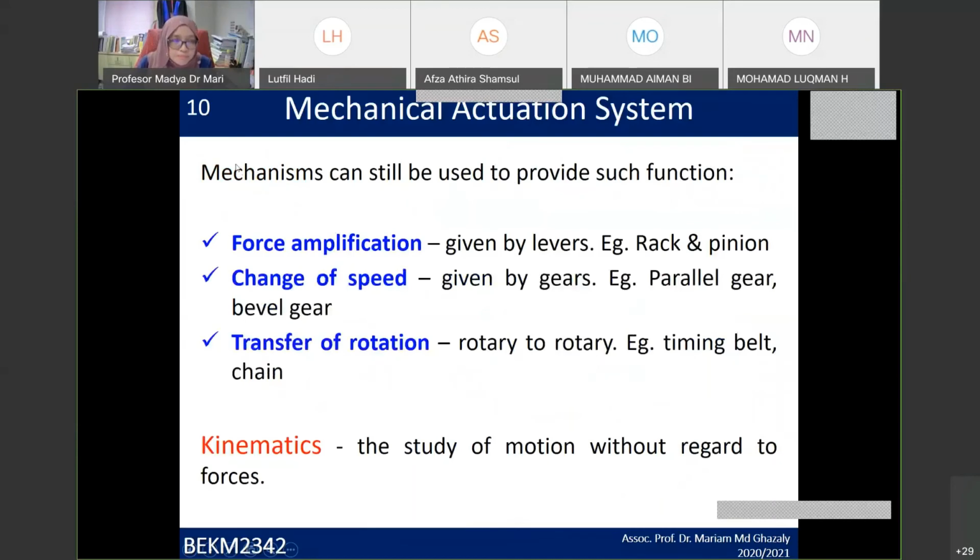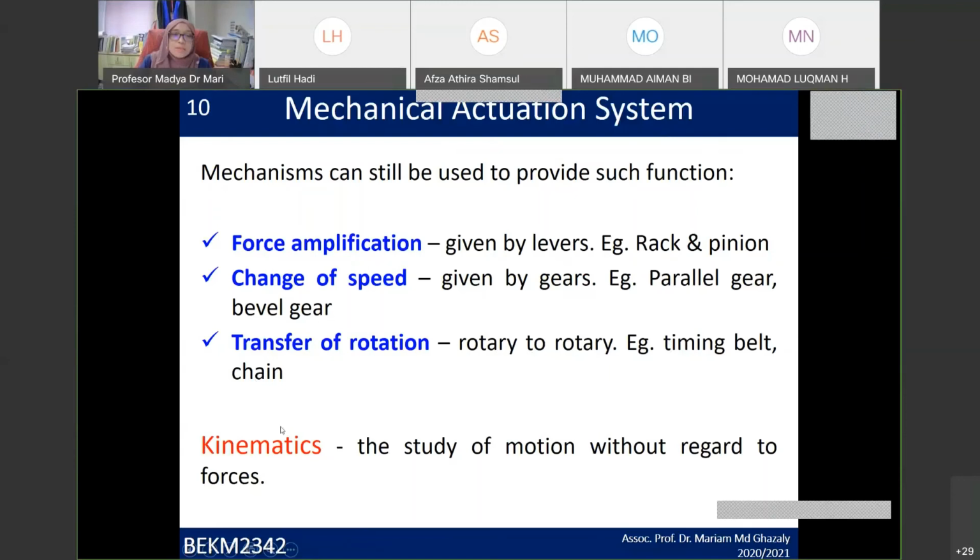Okay, so the mechanism can still be used to provide such functions. You may want to make a force amplification, for example, by levers. You can use rack and pinion to improve the force. You can change speed by gears, so you can use parallel gears, bevel gears, or connect the gears in parallel, and transfer rotation. So you may want to transfer rotation, rotary to rotary, rotary to linear, and so on. An example is a spinning belt, which is rotary to rotary, and a belt chain is also rotary to rotary.